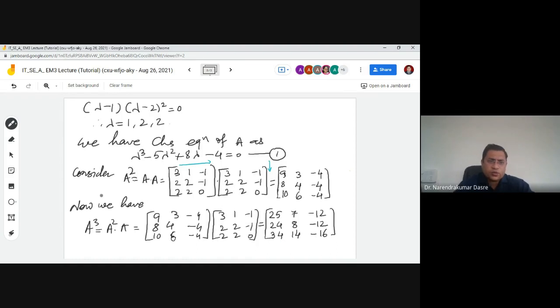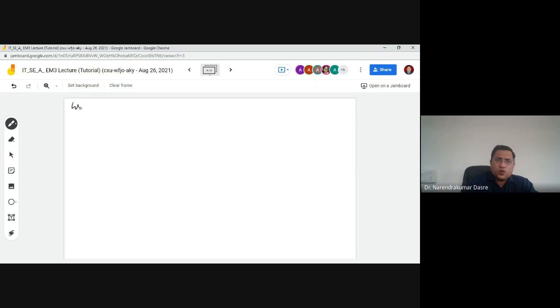So now we got a square, we got a cube. Now we have to consider a cube minus 5a square plus 8a minus 4i. This is the polynomial that we have to calculate, and we have to show that this is going to be 0. Okay, so we have to show that this is equal to 0. We cannot write this is equal to 0. We have to prove it.